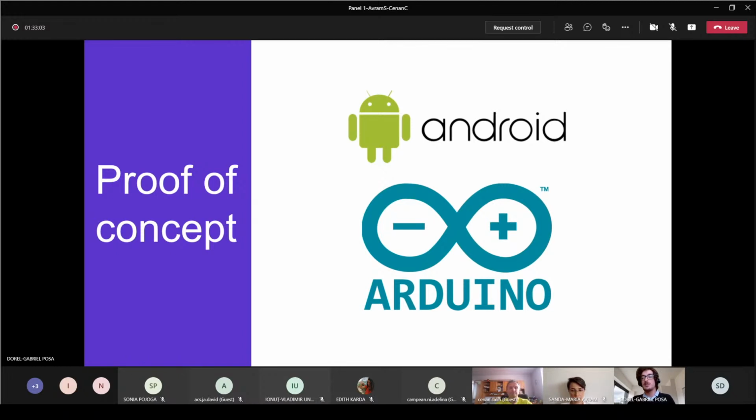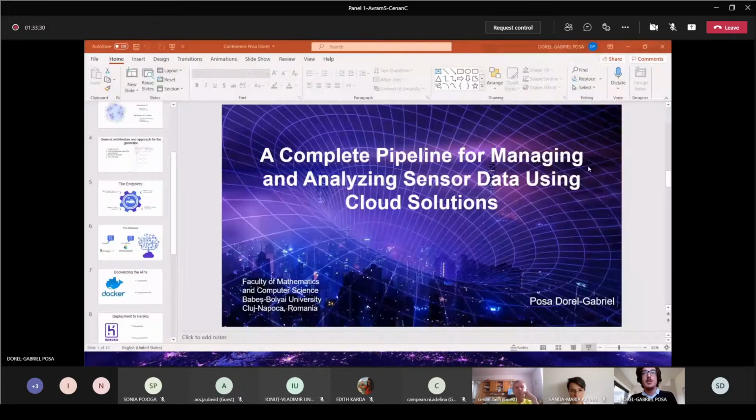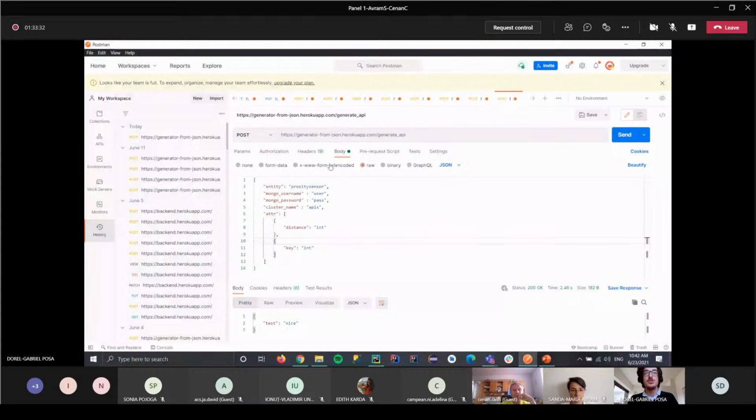For the proof of concept, the accelerometer and gyroscope sensors from my Android phone were used. With this data, we can draw a graph of the speed at which the phone was moving, the acceleration over a timestamp. And with the Arduino, we can see how the light progresses throughout the day, and the temperature also. I'm going to demonstrate how the generator works. We're going to send data for a proximity sensor, and the proximity sensor only sends the distance.